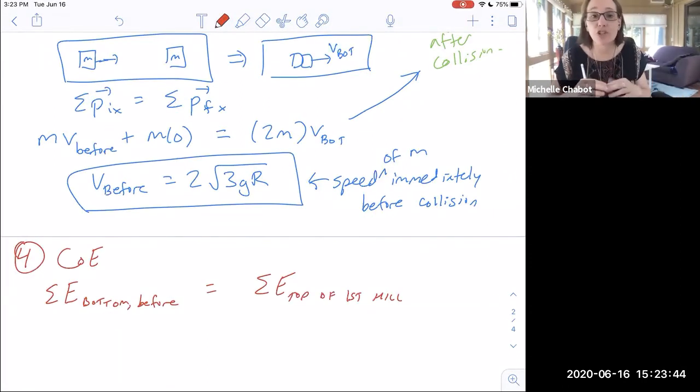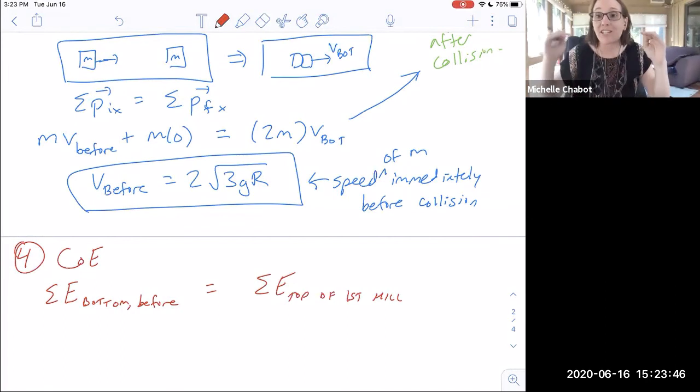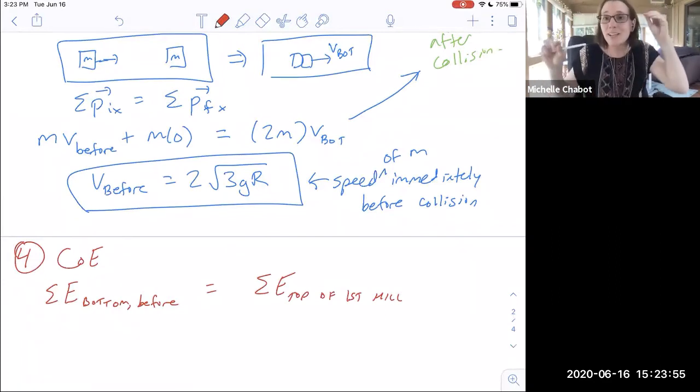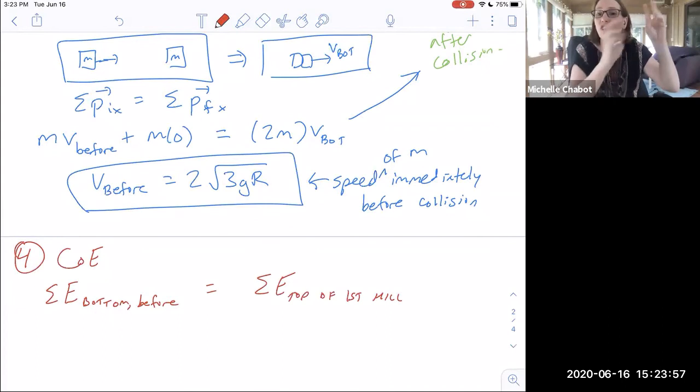I can't do energy from the top of the first hill to the top of the second hill because I have a collision in the way. Every time I have a collision, what that does is it basically takes what would have been a nice one-step conservation of energy problem and it turns it into 3 steps. Energy, momentum, energy. There's no way around it because mechanical energy is not conserved in that collision and we do not know how much energy was lost until we do our momentum step.